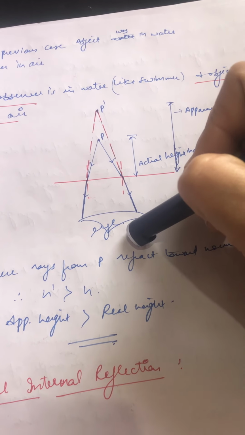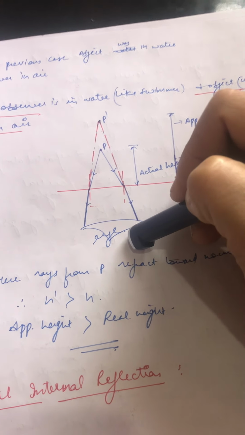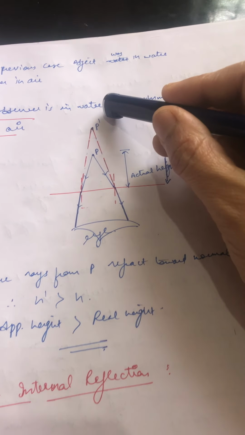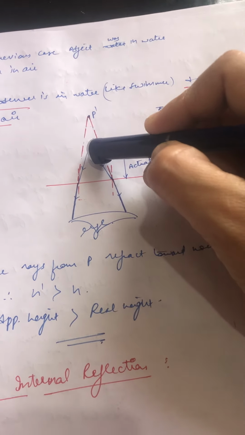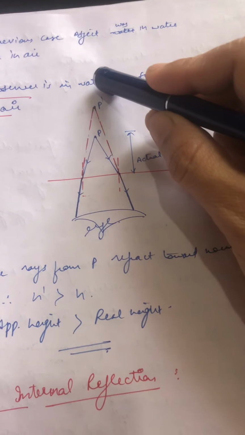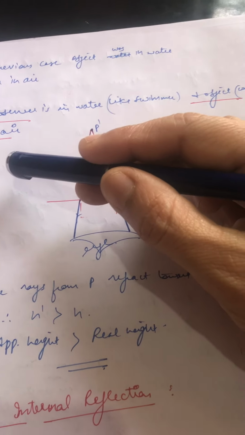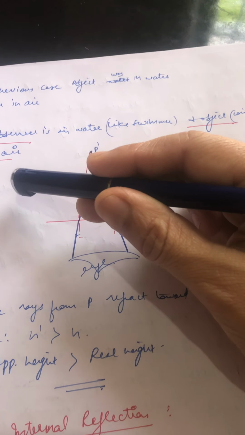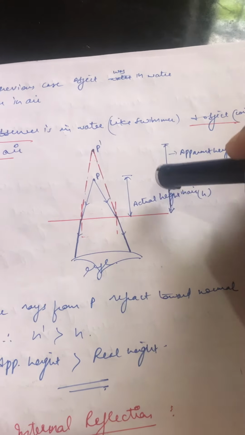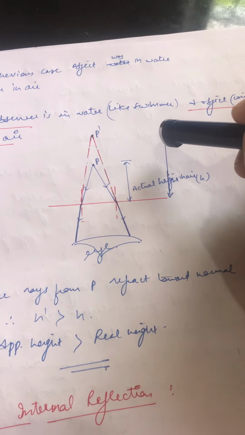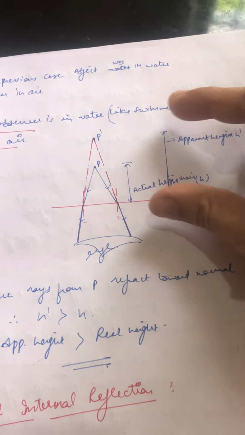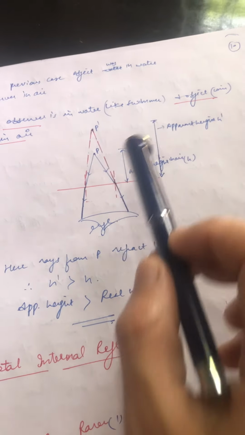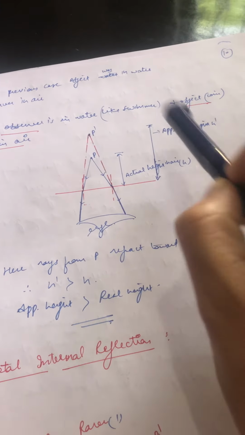So to the observer in the denser medium, in the water, the position of P will appear to be at position P dash. It means the height appears to be raised. Over there, what we observed was that the depth appears to decrease, but here the height is increased. This is the actual height, this is the apparent height, and the apparent height is greater than the real height, which you can explain from this diagram very easily.